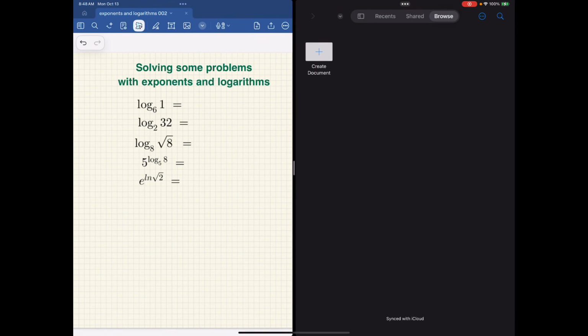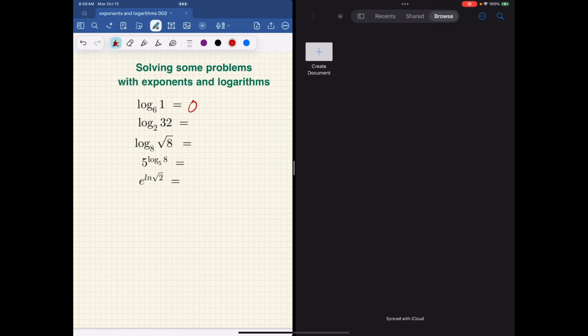We're going to proceed with 5 more problems here. And the first, the log base 6 of 1 equals what? That is asking to what power do we have to raise the number 6 to get the answer 1? And that is 0. We raise 6 to the 0 power and we get 1.